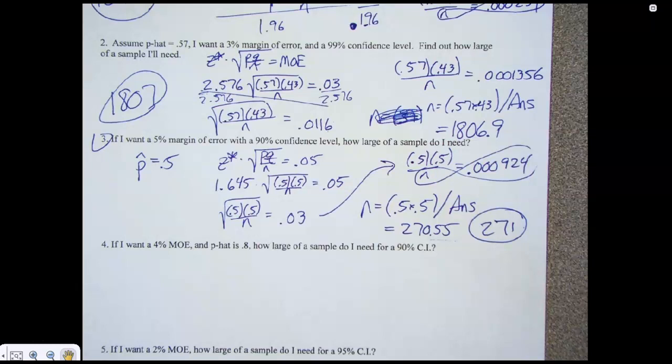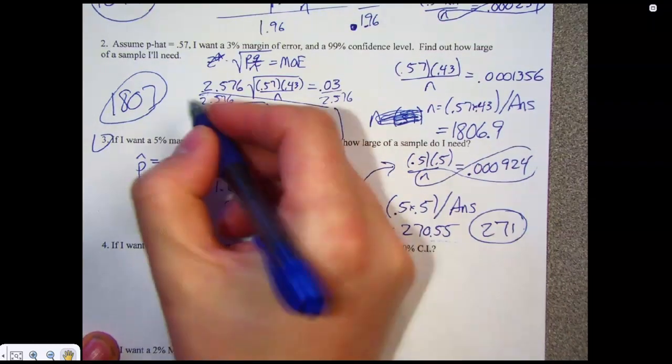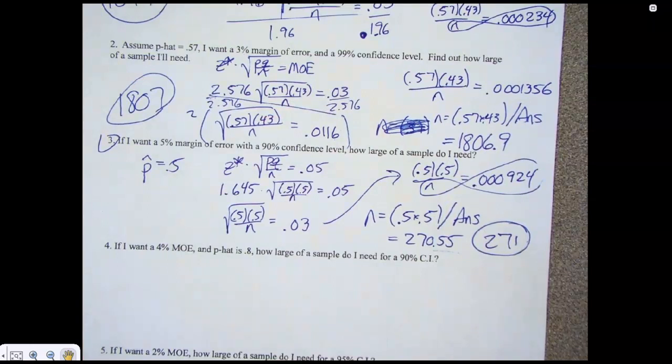So are you good from here to here though? Now I am. Okay. And then from here to here, what I did was square everything. So really, it's like squaring both sides. That should be enough.